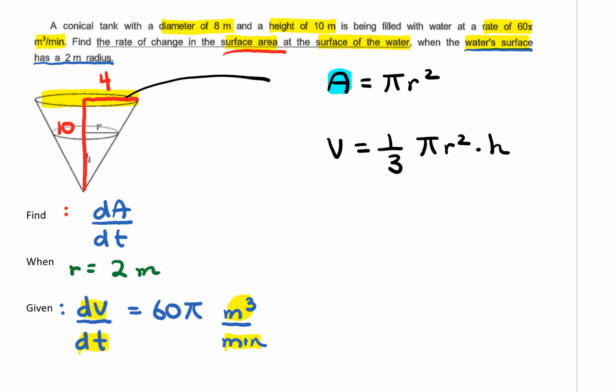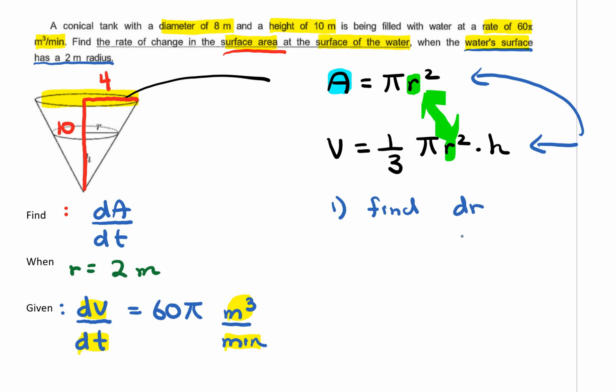And basically what we need to do is find dA over dt, right? But the variable that connects these two formulas together is actually the radius. So I need to find a way to connect these two formulas by finding the relationship between the radius in those two formulas. So our very first step in this problem is to find dr by dt, which I can find from the volume formula, and then I want to use dr by dt in our area equation to find dA over dt. Okay, so there's a lot going on in this particular problem. So first, number one, we need to find dr by dt.